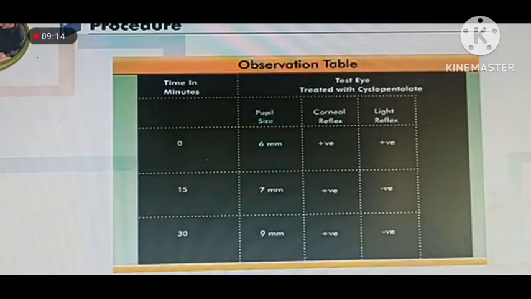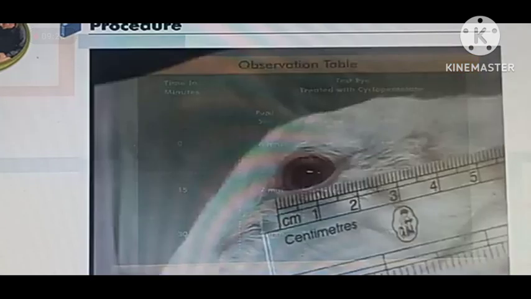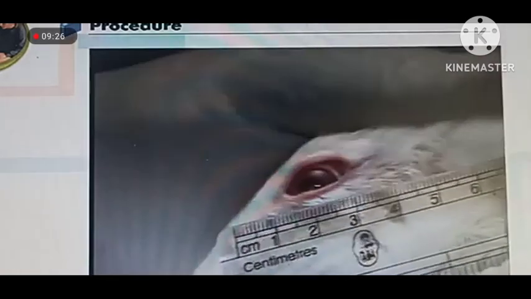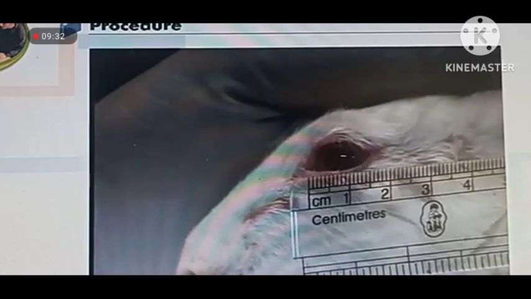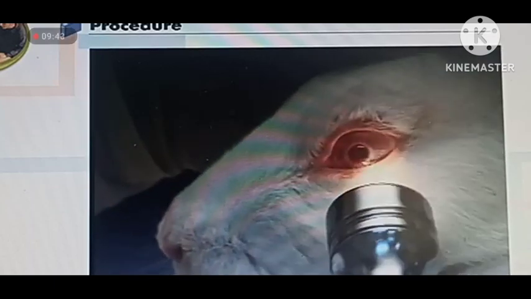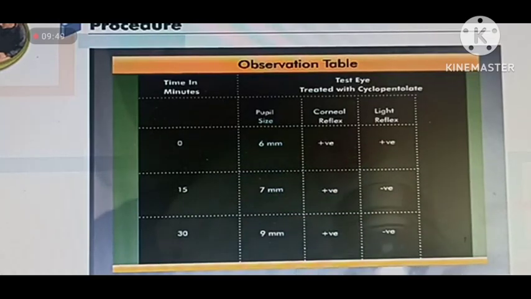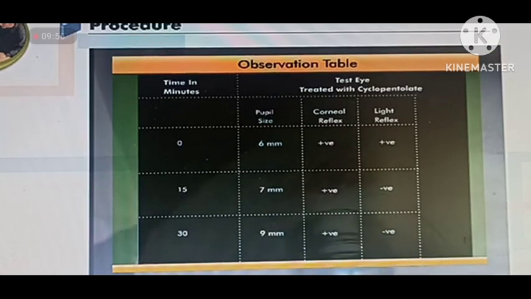Measure the pupil size in both the eyes at an interval of 15 minutes up to 1 hour. You will notice that the pupil size in the test eye increases as compared to that of the control eye. You will also observe that the light reflex is lost. This means that cyclopentolate is a mydriatic. You will confirm the mydriatic property of cyclopentolate by simultaneous observations on the control eye, which remains unaffected.